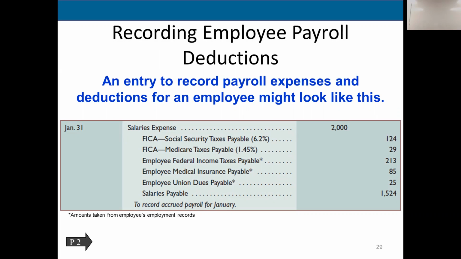Ouch. Now, $2,000 is your salary. Of that $2,000, you see how it's broken down: FICA, Medicare, income tax, medical insurance, union dues. So that's the amount of required and voluntary deductions. So the net salary, $1,524, that's the amount that your paycheck is going to be made payable for. And then your employer, of course, is responsible for forwarding those other amounts to the corresponding agency.